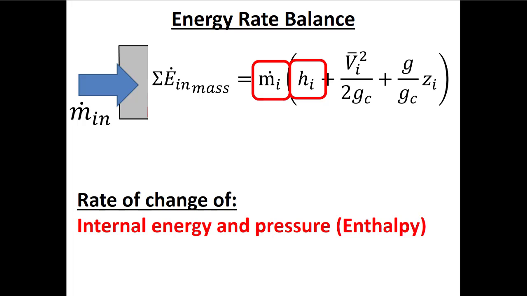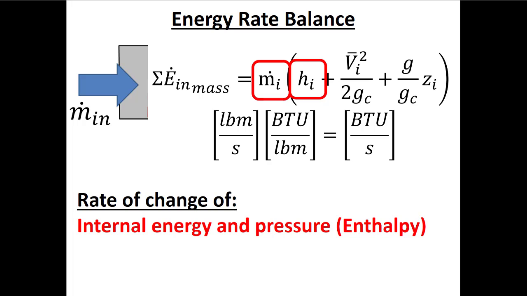So now I'm going to take you through the units to make sure that we're adding apples to apples, right? So we've got a mass flow rate times enthalpy. This is going to be pounds mass per second multiplied by h, which, when you look it up in the textbook, is in BTU per pound mass. So that's going to be BTU per second.